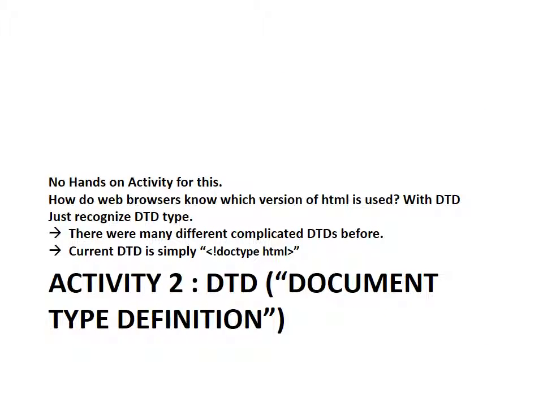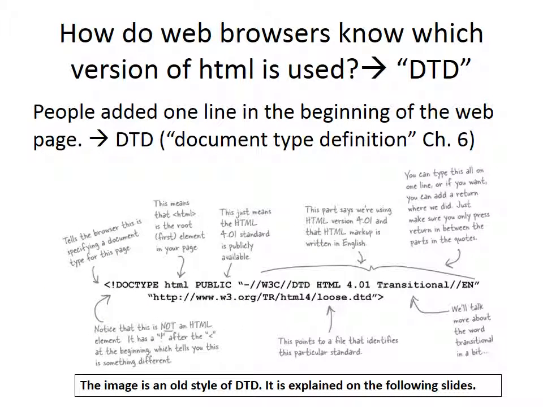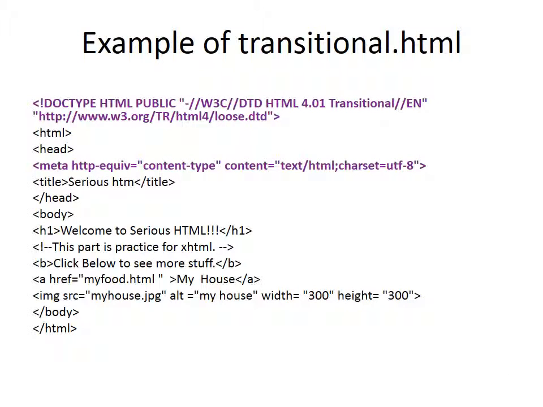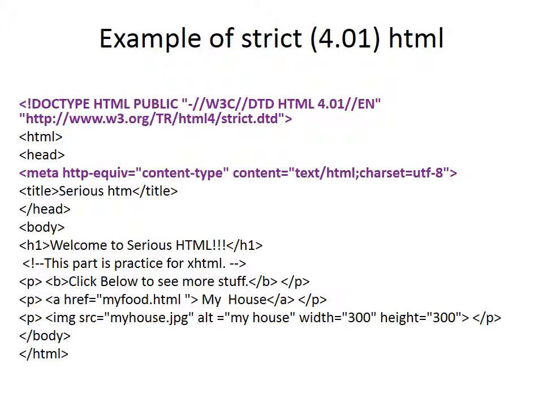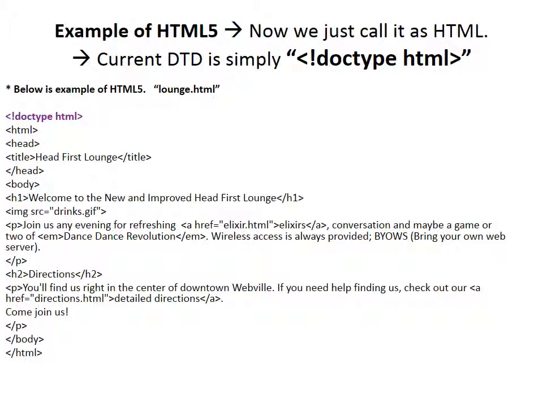DTD stands for Document Type Definition. Web browsers used the DTD to know which version of HTML was used. This is an example of a traditional HTML DTD and meta tag. This is an example of a strict DTD. It was very similar to XHTML. This is an example of an HTML5 DTD. It is really simple.